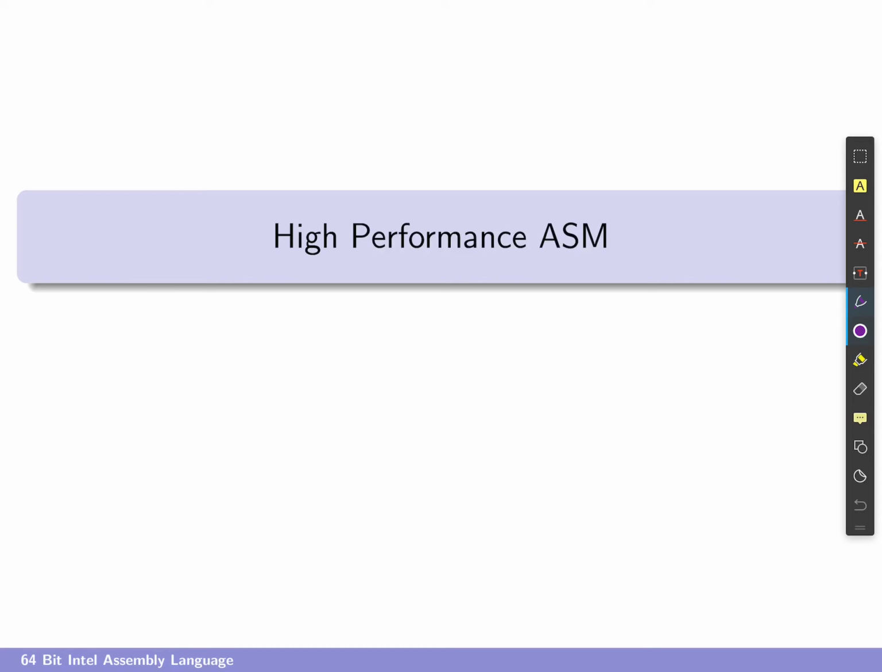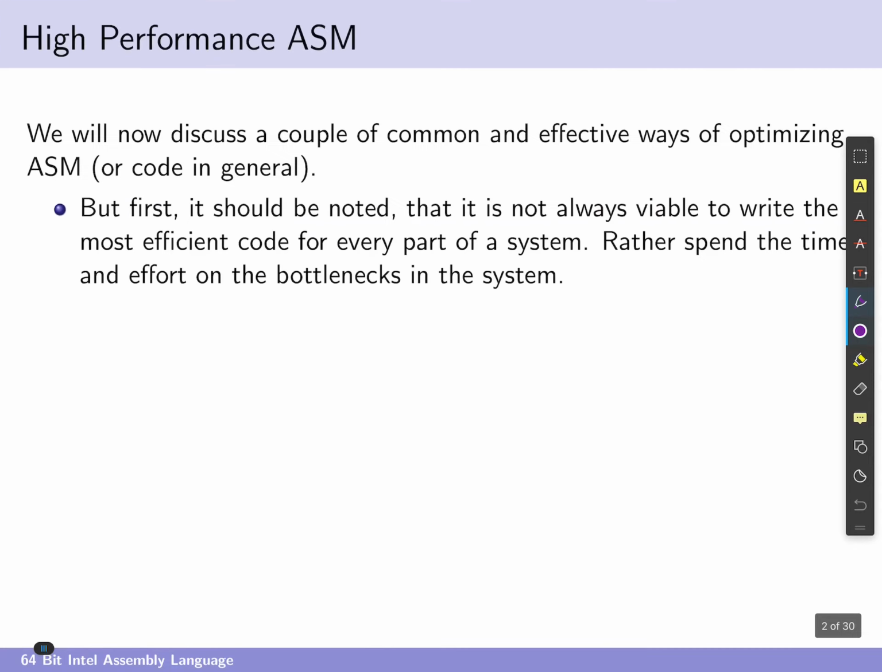So I just want you to keep that in mind as we go through some of these tricks to getting more out of your assembler code, because a lot of those tricks apply to regular code and regular data structure use in other languages. So we're going to discuss a couple of common and effective ways to optimize your ASM, or as I said earlier, code in general, but again, it's more relevant to the assembler context.